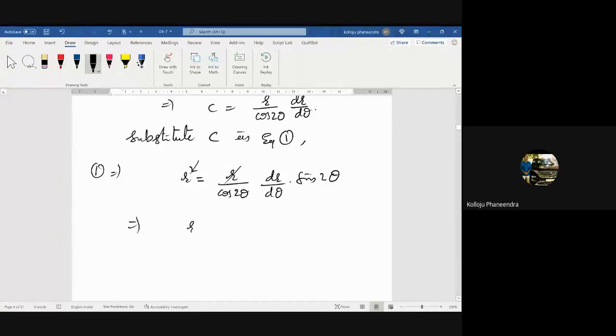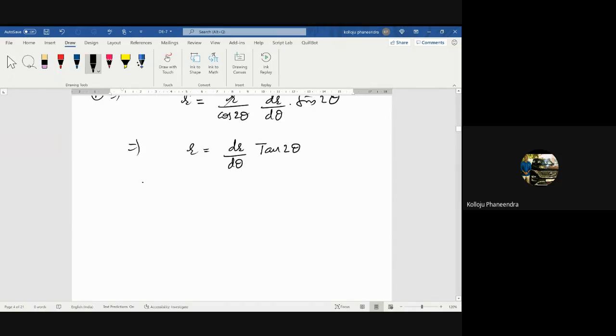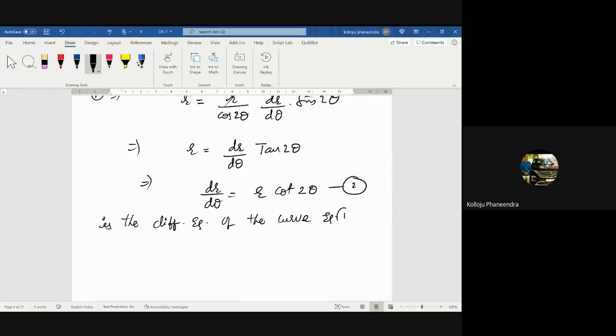Then what does equation 1 become? r square equal to c, and c means r by cosine 2 theta dr by d theta, into the other function, sine 2 theta. So one r gets cancelled. So r equal to dr by d theta into sine 2 theta by cosine 2 theta, which is tan 2 theta. So I can write now dr by d theta is nothing but r cot 2 theta, equation 2. This is the differential equation of the curve, equation 1.